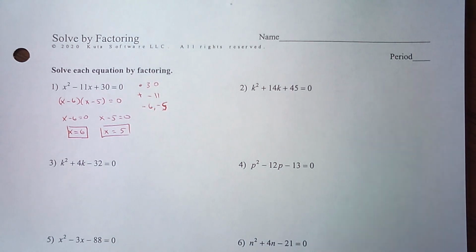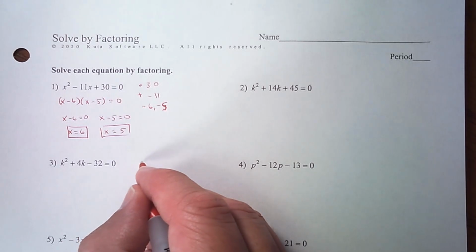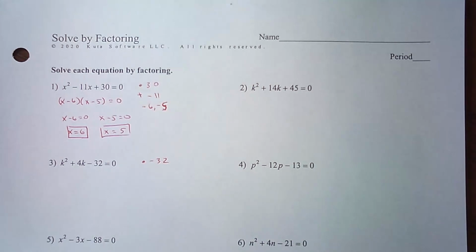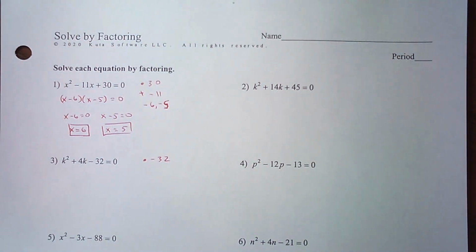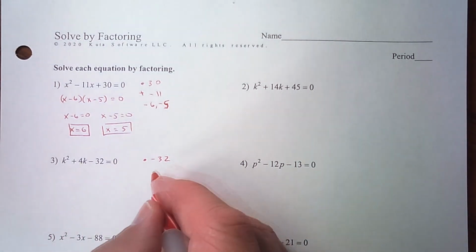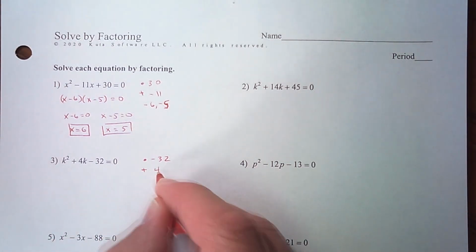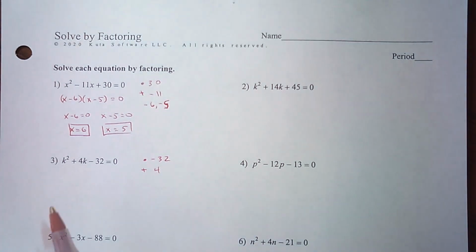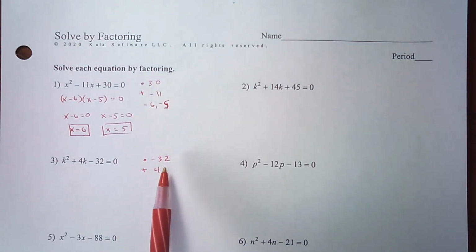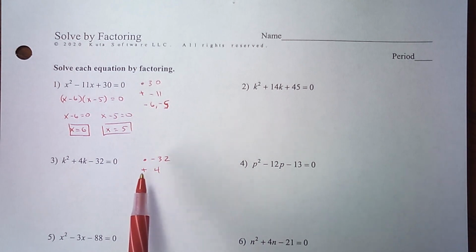Okay, and we're going to work our way down this left side just doing the odds. I need two numbers that multiply to make negative 32. To multiply to a negative, we need one positive number and one negative number. These numbers need to add up to positive 4. So if they're going to multiply to a negative, I need one of each, a positive and a negative. If I'm going to add to a positive, then the bigger of the two numbers needs to be the positive number.